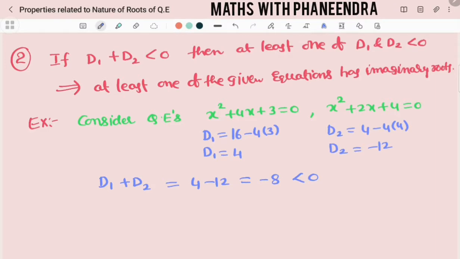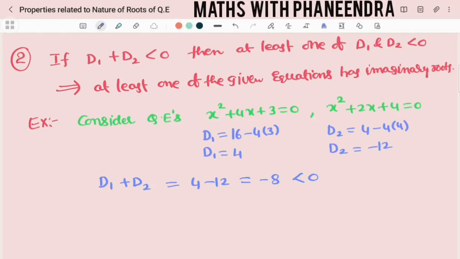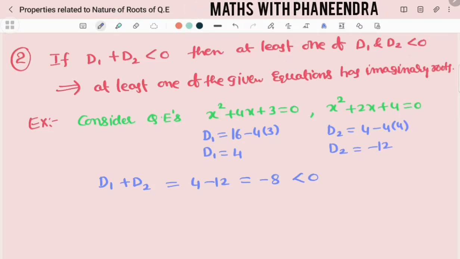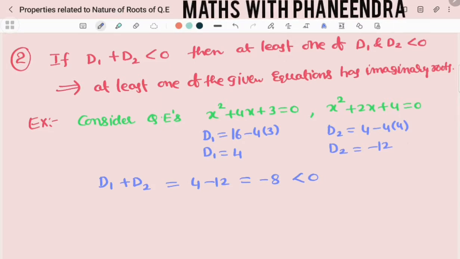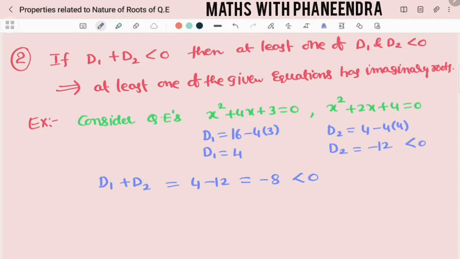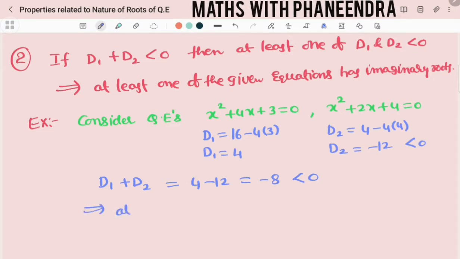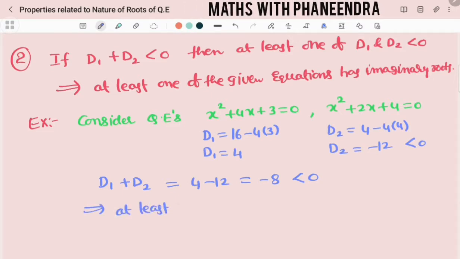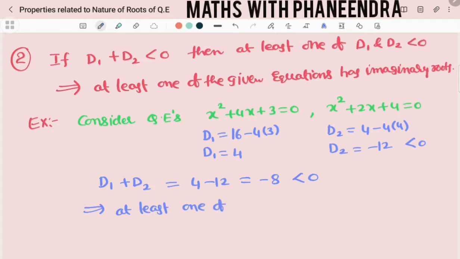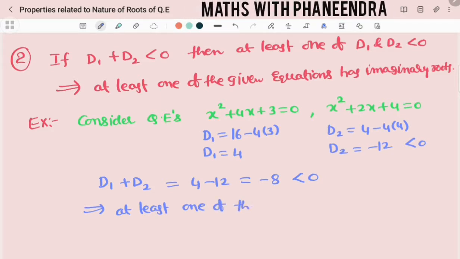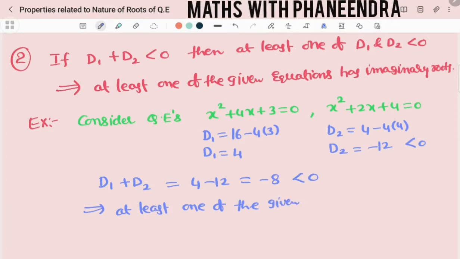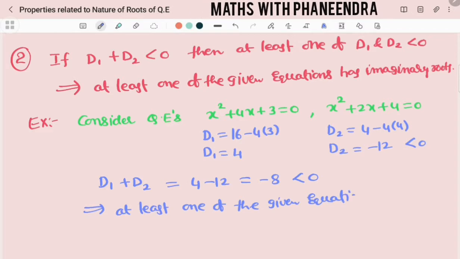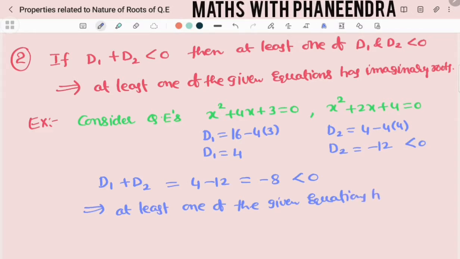So whenever d1 plus d2 is less than 0, obviously at least one of d1, d2 is less than 0. Here we got d2 is less than 0 only. That implies at least one of the given equations has imaginary roots.